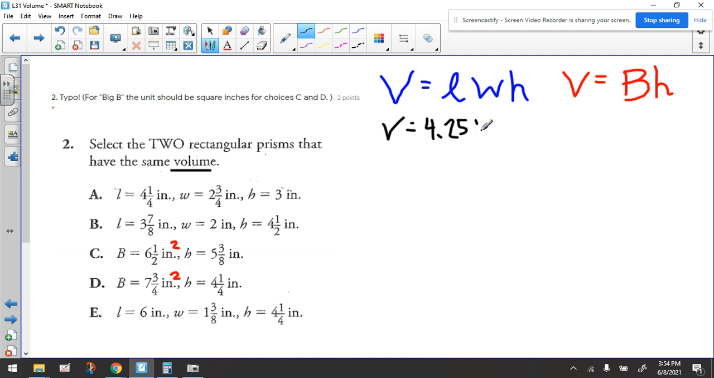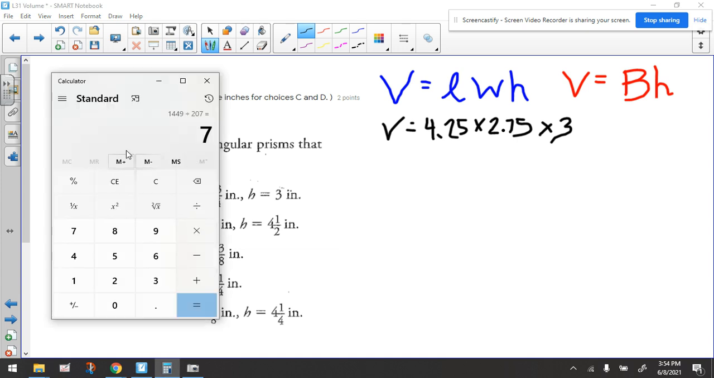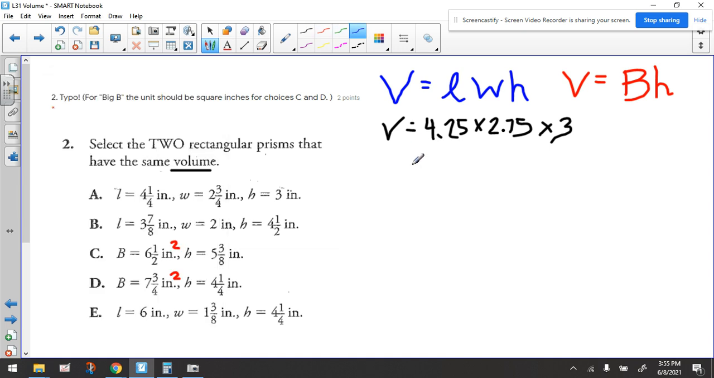All right, so for the width on this one, we have 2 3/4, which is equal to 2.75. And then for the height on this, it's 3. So let's multiply these numbers that I have written down. We'll use the calculator. 4.25 times 2.75 times 3. And we get this number. So again, don't round it. We get 35.0625. So that's what we got for choice A.